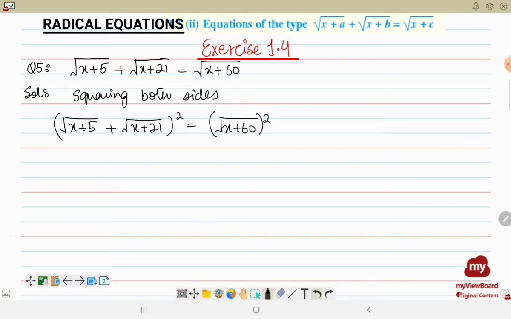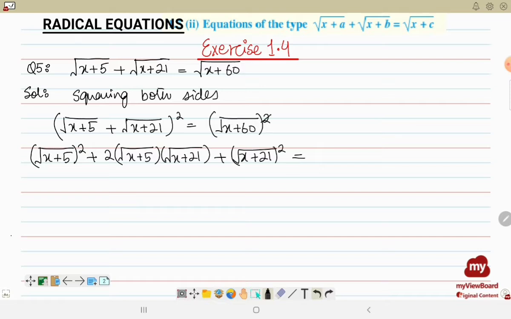On the left hand side, if you see, we are having the first algebraic identity, which is (a plus b) square. So the square of the first term, then 2ab, and then we are having the square of the second term, which is b square. So square root of x plus 5 plus square root of x plus 21 whole square. And on the right hand side, square will get cancelled by the root, so we are left with x plus 60.